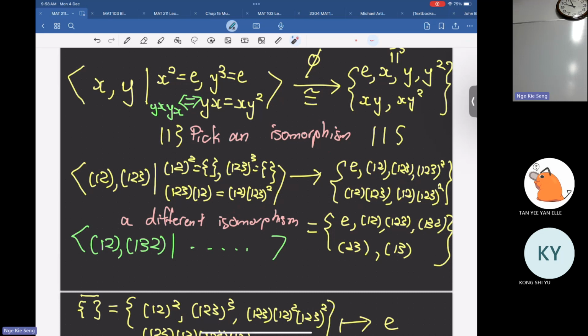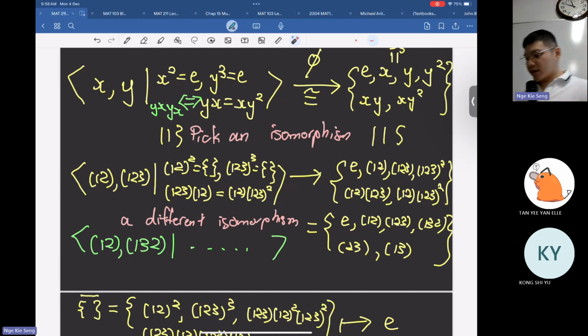All different. This is a typical example of... oh wait. So you are asking, what is the difference between an apple and a fruit? Apple is an example of a fruit. So I'm just doing another example of a presentation by generators and relations. Does it make sense or not?